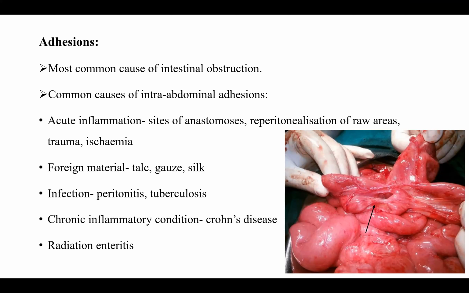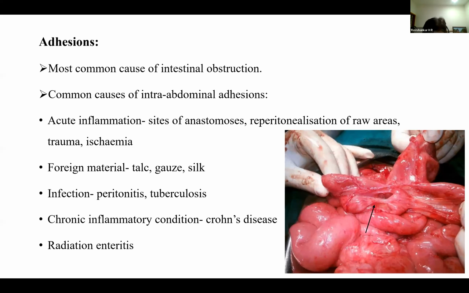Coming to individual causes, adhesions is the most common cause of intestinal obstruction, and the various causes of adhesions are acute inflammation at the site of anastomosis and in raw areas of reperitonealization, areas of ischemia, foreign material, infections such as peritonitis and tuberculosis, and chronic inflammatory conditions such as Crohn's disease and radiation enteritis. These are other major causes of adhesions.